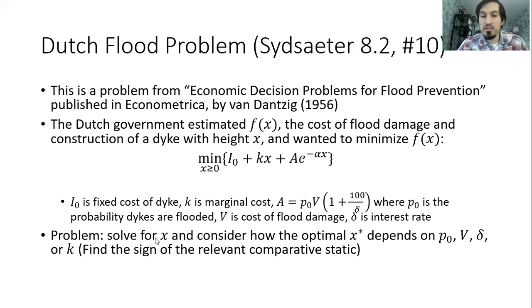The question is, solve for x. And consider how the optimal x star depends on P0, V, delta, or K. And so we definitely don't have time to do this today. So think about it if you want. We'll talk about it next class. I think I'm going to stop talking about it now because we'll definitely do it next class. And then we'll move on.